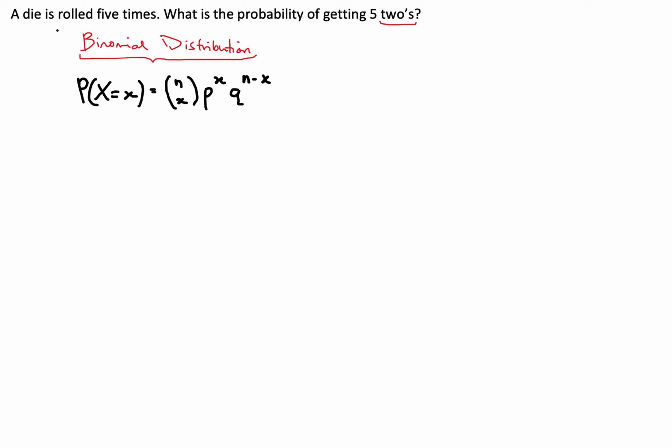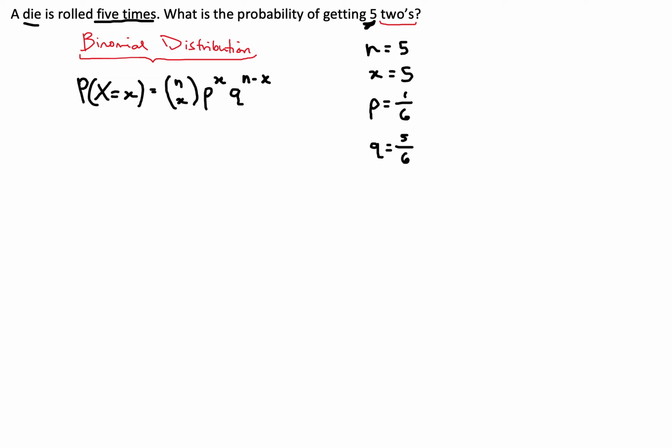So we need to understand first the given. The die is rolled 5 times. This is your n, the number of trials, so n is 5. What's the probability of getting 5 twos? You need to get 5 twos, that's your x. So x is 5. Your success is getting a 2. If we roll a die, how many 2s are there in a die? Only 1. So the probability of success is 1 over 6, and of course the probability of failure is 5 over 6.